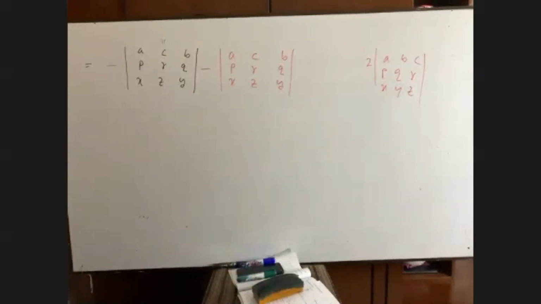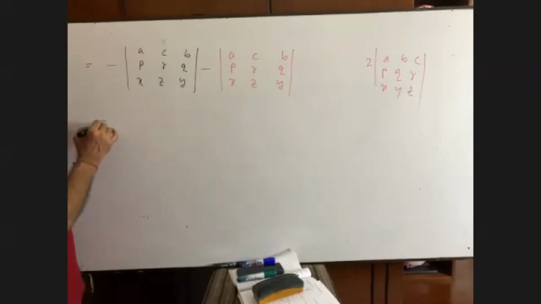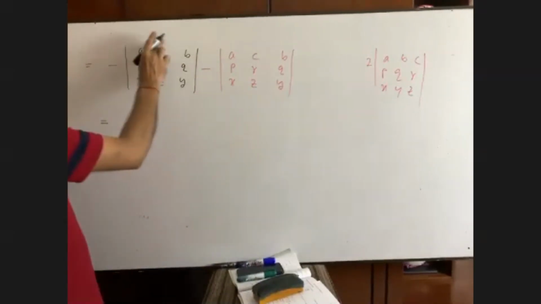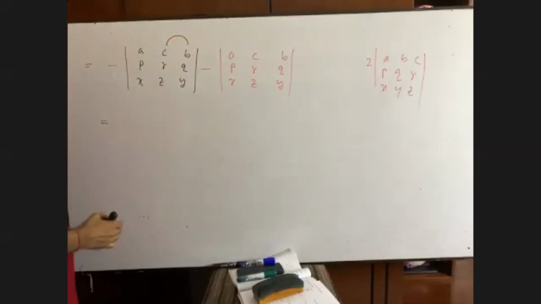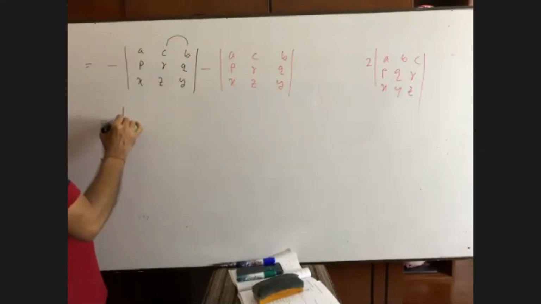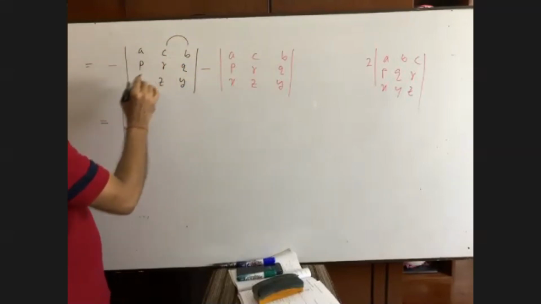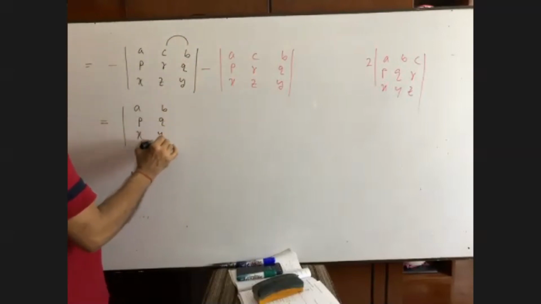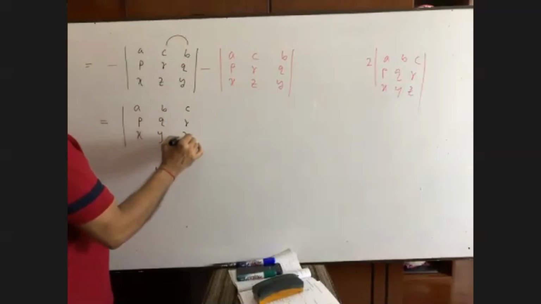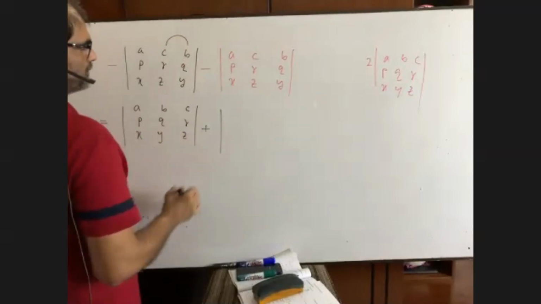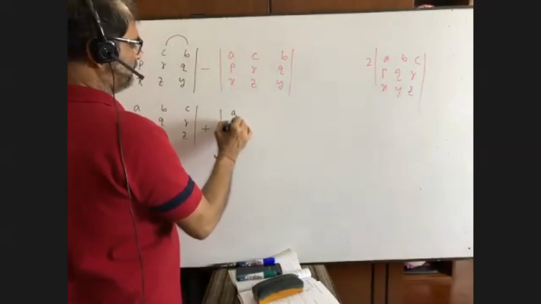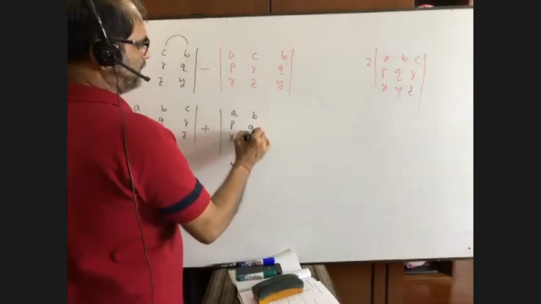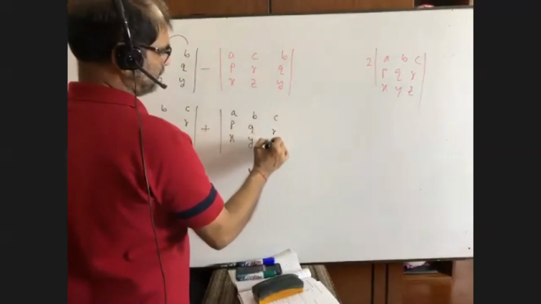Okay, now see. Again, as per the requirement of the proof, you see, there is B in the mid portion. So we can get another minus, right? That minus and this minus will make positive. That means A, P, X, it will be in the second position, B, Q, Y, C, R, Z. Again plus A, P, X, B, Q, Y, C, R, Z.